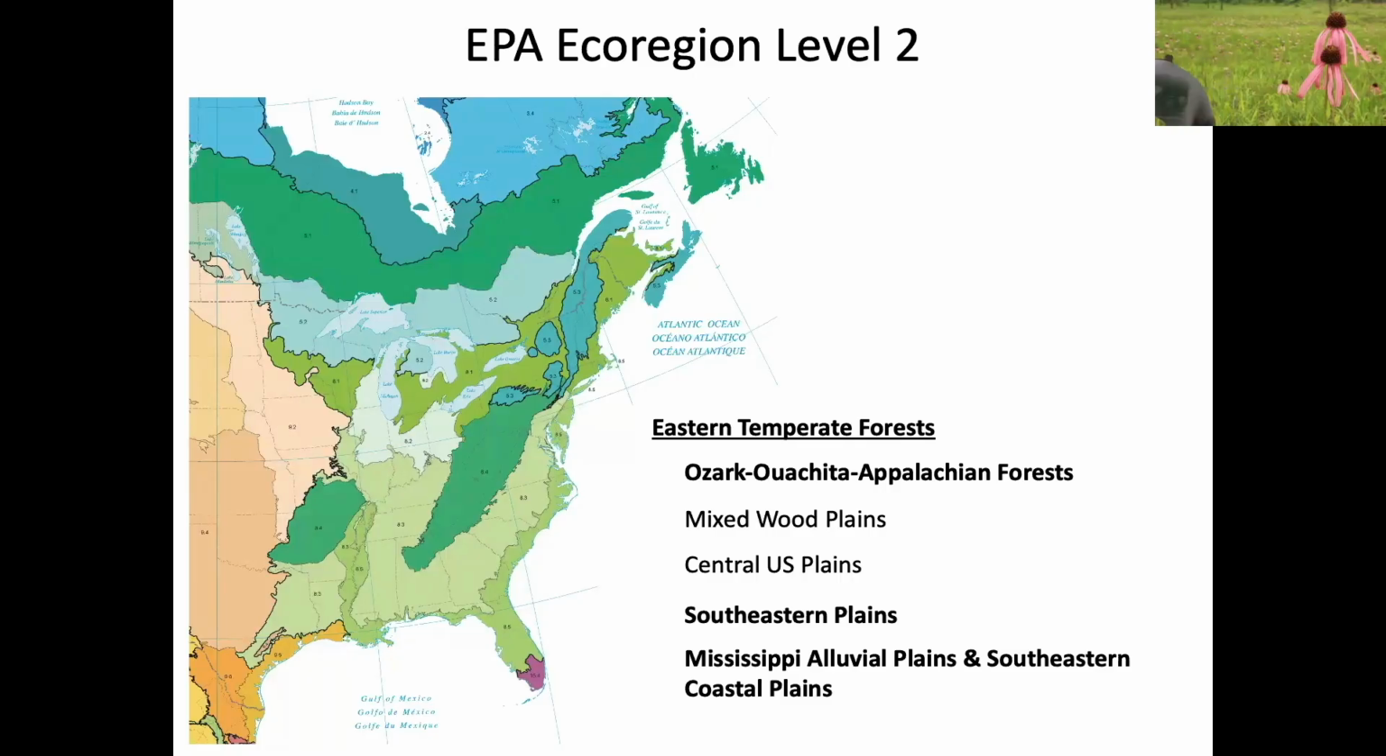Now within that, I want you to know these subdivisions: the Ozark Washita, Appalachian Forest. That's the ones mostly of the mountainous regions. The southeastern plains kind of wraps around here and down here. And then the Mississippi alluvial and southeastern coastal plains, mostly along the Mississippi and along the coast up to here. Okay. Those are your level 2 ecoregions.